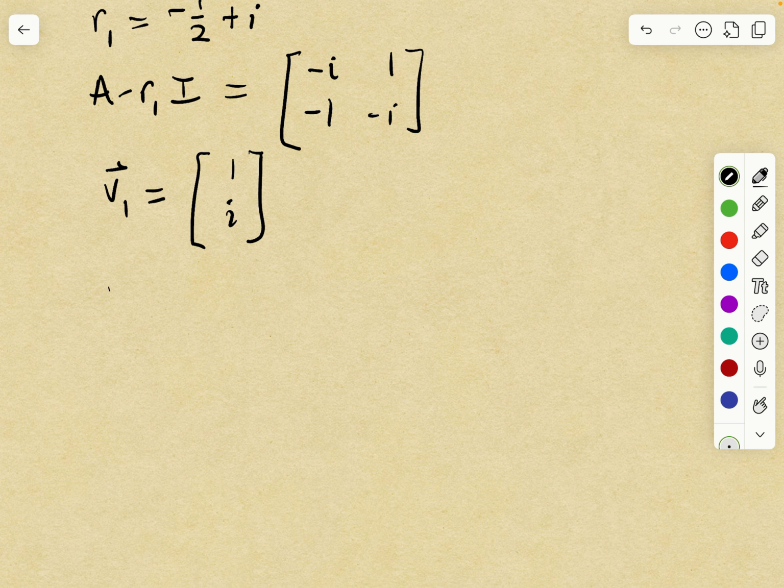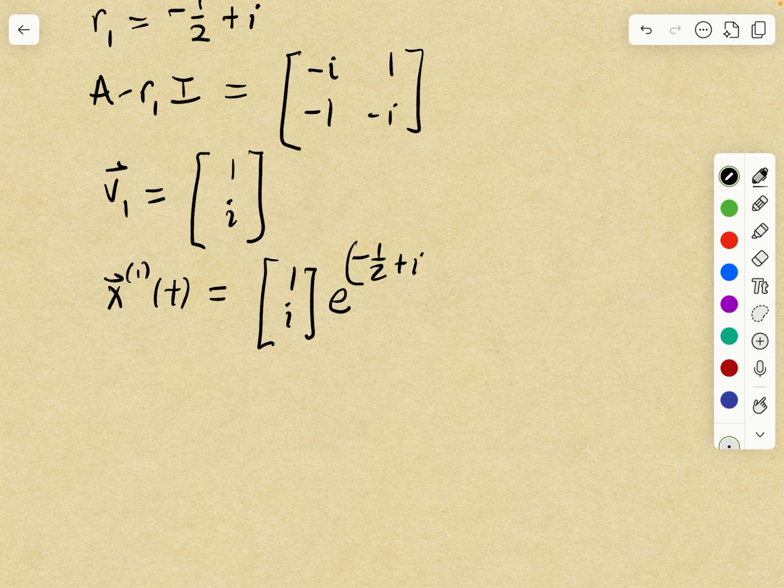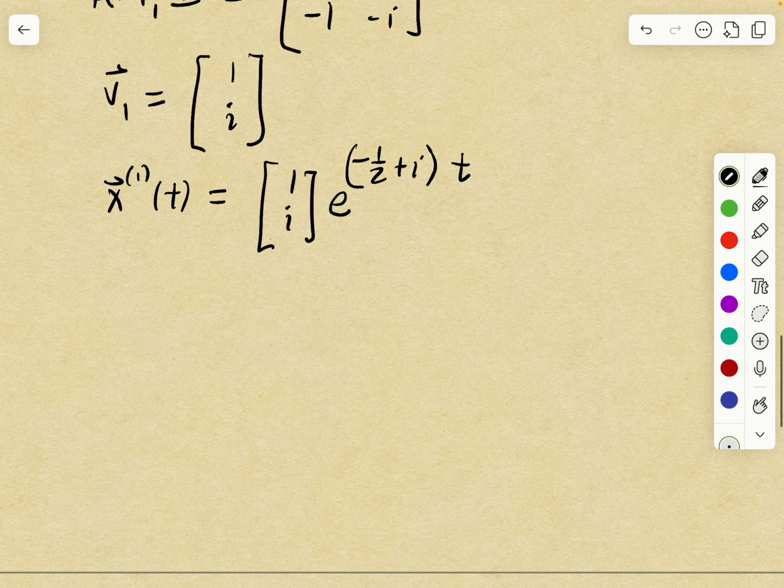Okay, so now we write x1 of t. This is one of our complex solutions. It's just v1, so (1, i), and then e to the r t. So r1 is -1/2 plus i, and then this times t. Okay, so this is one of our complex solutions. The next step is to find the real and imaginary parts of this. How do you find the real and imaginary parts of this?